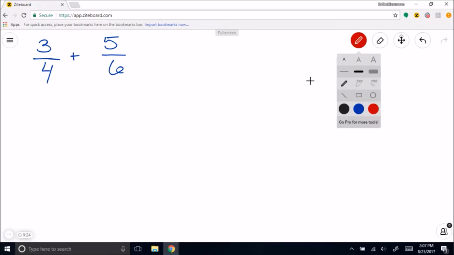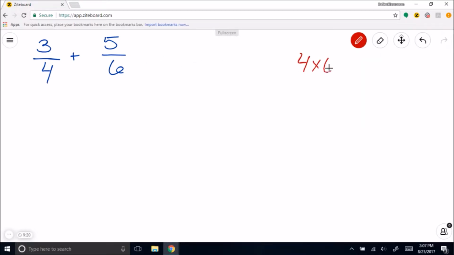So, for example, I know that 4 times 6 is 24. And you could do this problem by changing the denominators to 24. That would work. However, you would have to end up simplifying at the end, which is fine. Instead, I'm going to think of all the multiples of 4 and all the multiples of 6 and see if there is a smaller one.